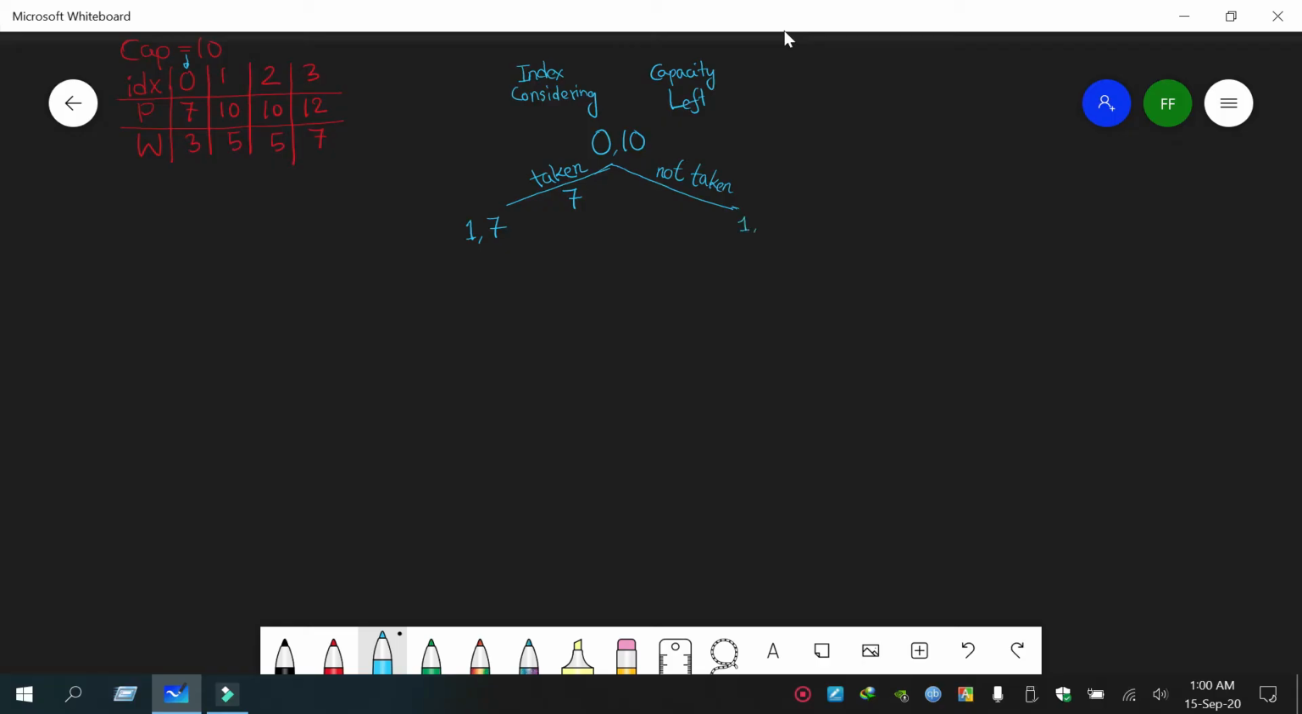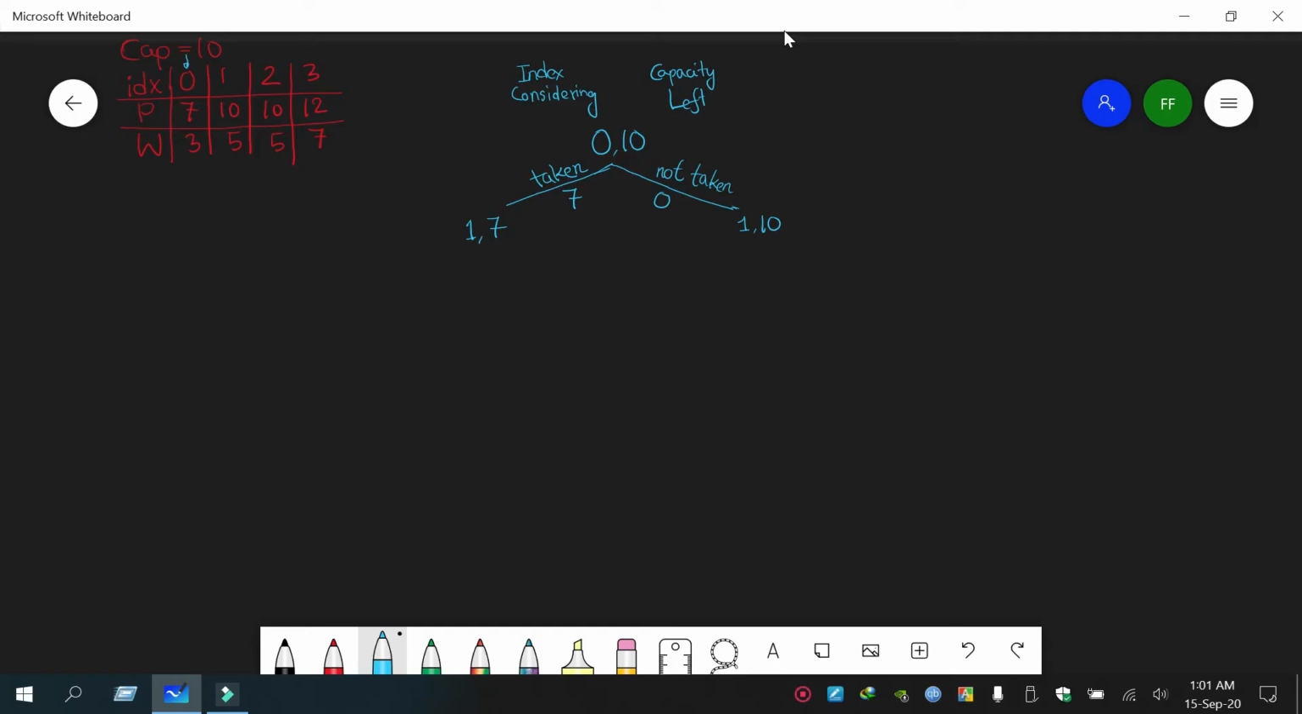So the index also increases, but the capacity remains the same because we have not taken the item, and as we have not taken any item, no price gets added. Because in the left branch we are considering that the item is taken, that's why we have to add 7, because the price of the item at index 0 is 7. But on the right branch we are thinking that no, we are not taking this item, so 0 will be added. Now this will continue because we will ask the same question at every point.